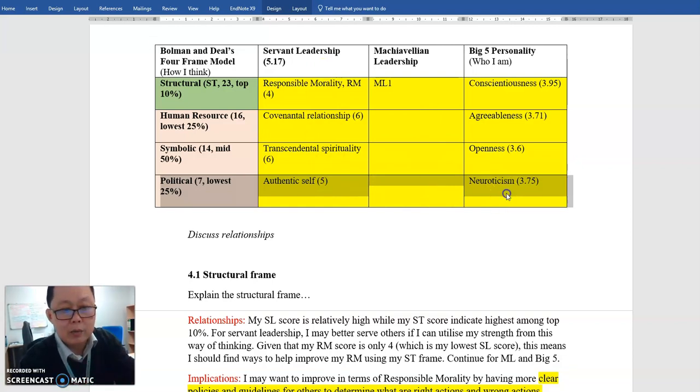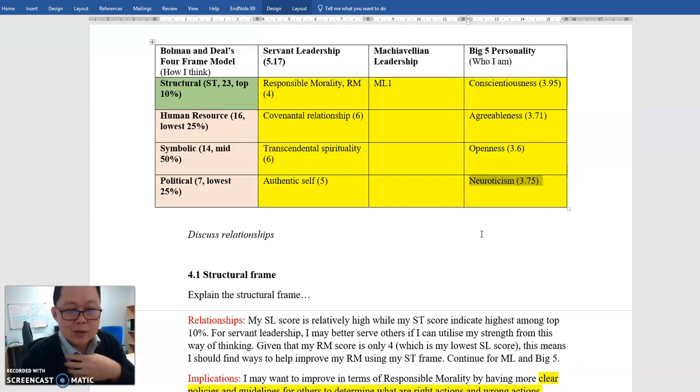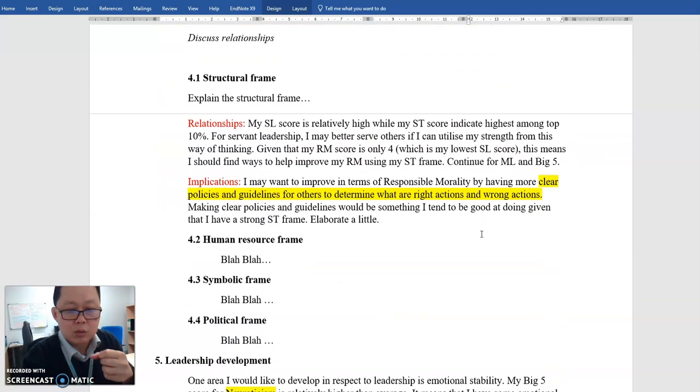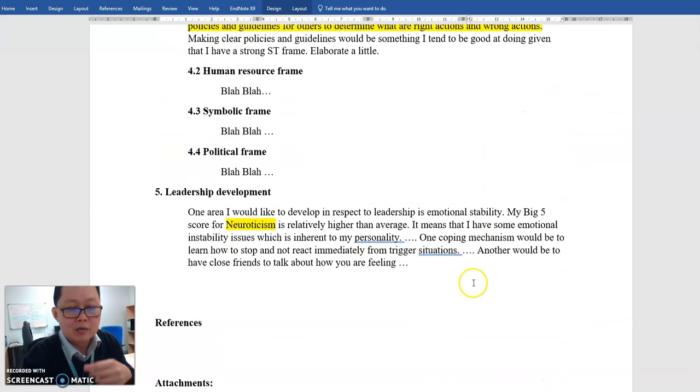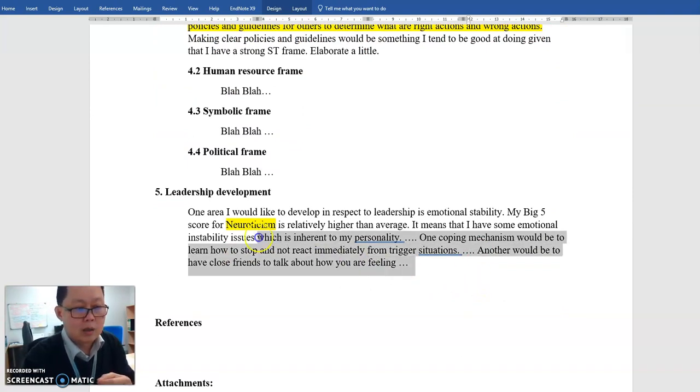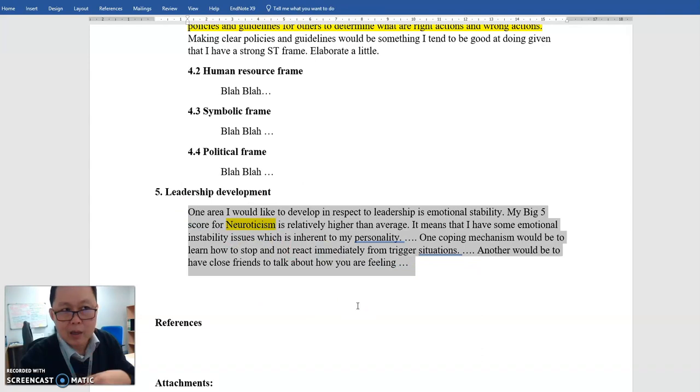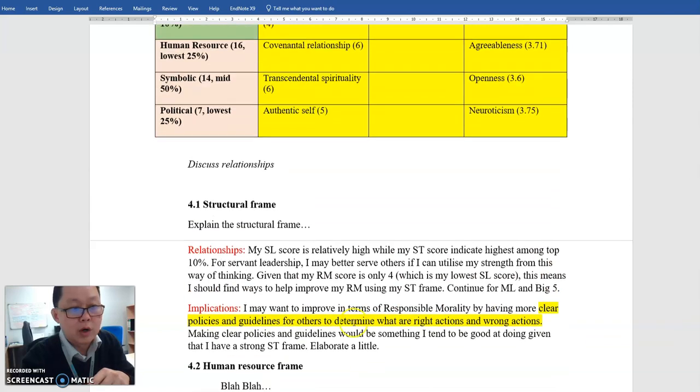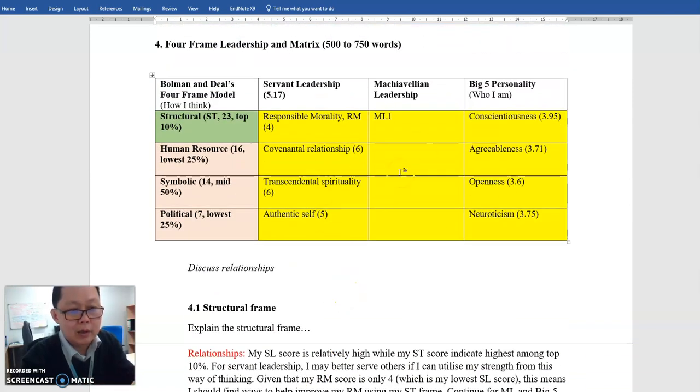And remember that neuroticism is a trait characteristic that won't change. It won't go away. It means that I have this tendency to behave like this in terms of my emotion. This is how I would feel, this is who I am, and it will be consistent throughout my life, but I need to know how to cope with it. So this is how you do your leadership development: one aspect, chosen from the highlighted yellow quadrants here.